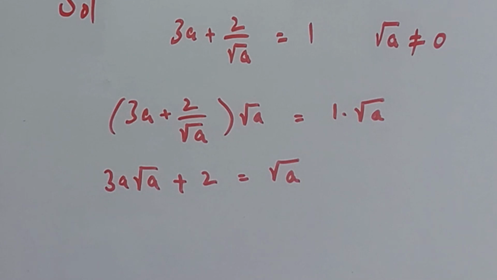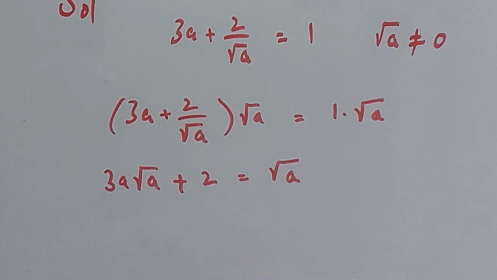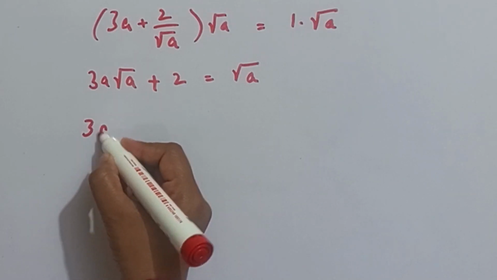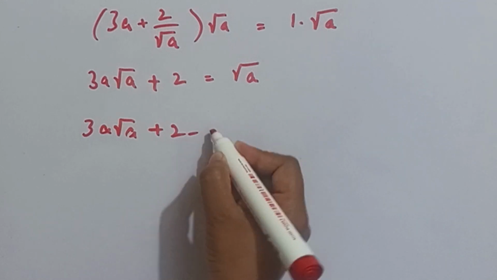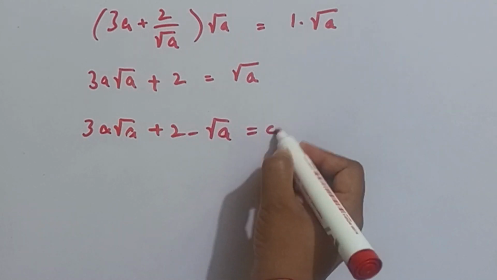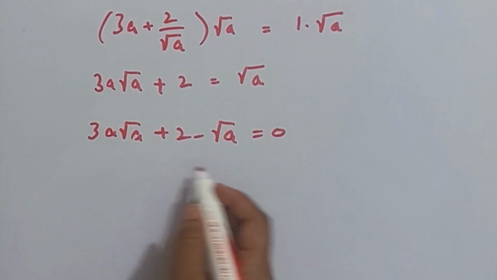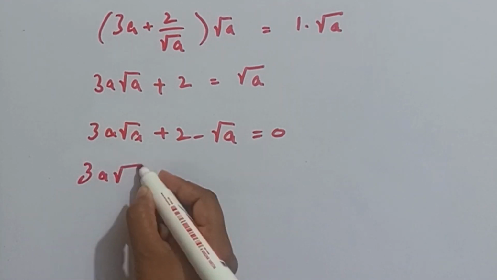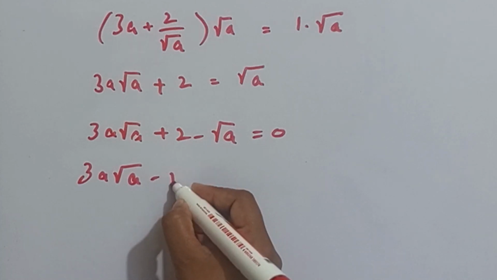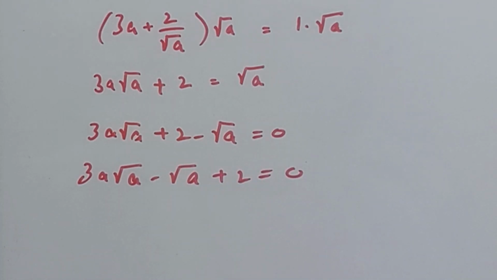Now in the next step, we subtract √a on both sides of this equation. Then we get 3a√a + 2 − √a equals 0. Now in the next step, we arrange this left hand side. We write this as 3a√a − √a + 2, equal to 0.